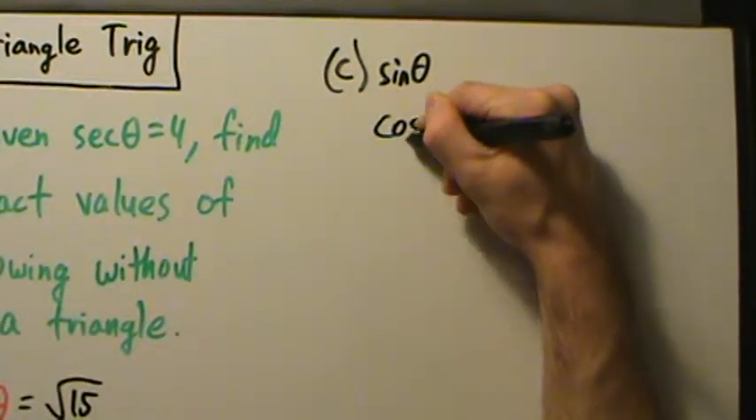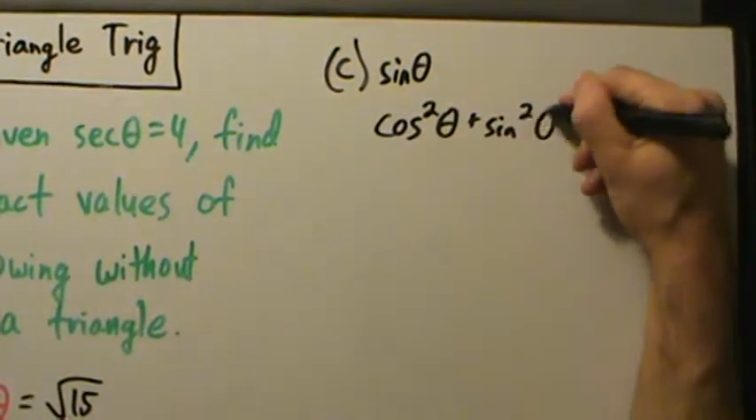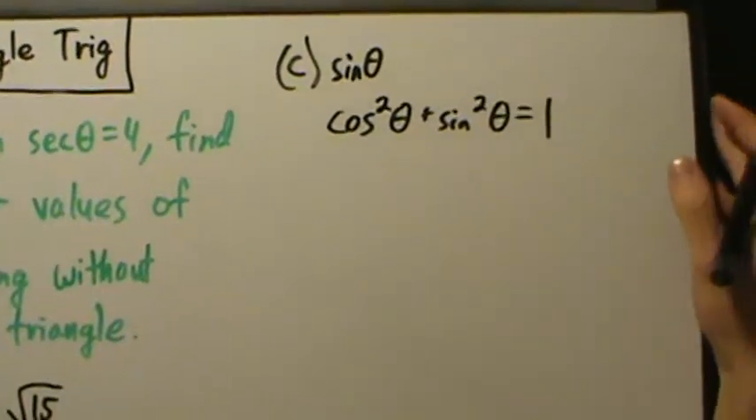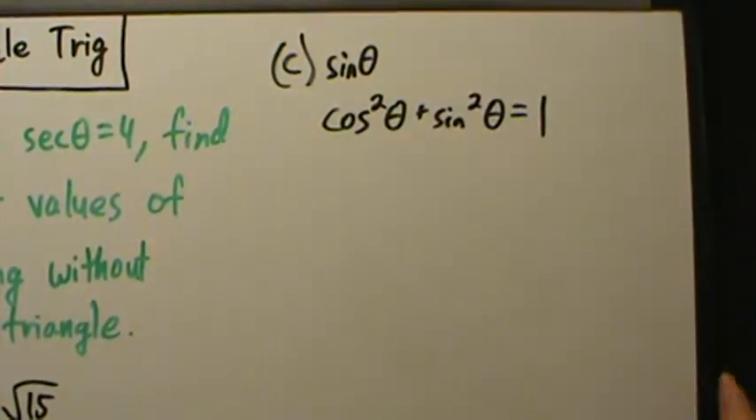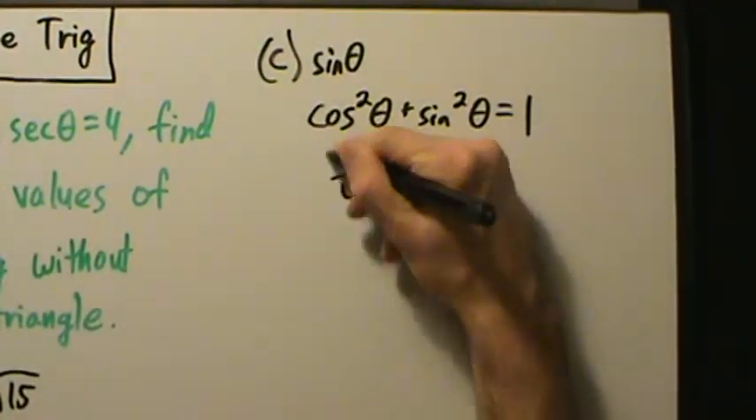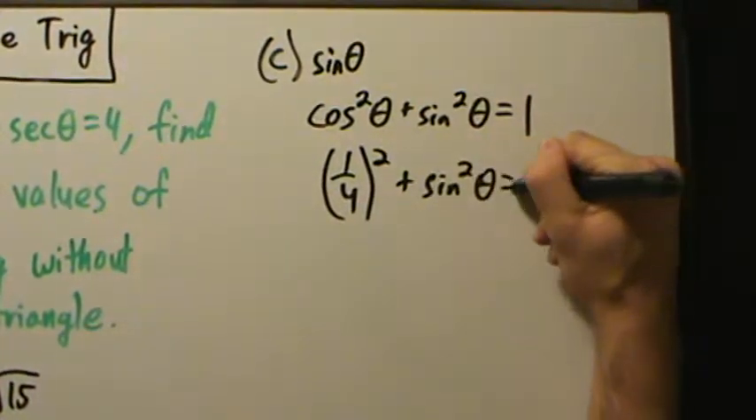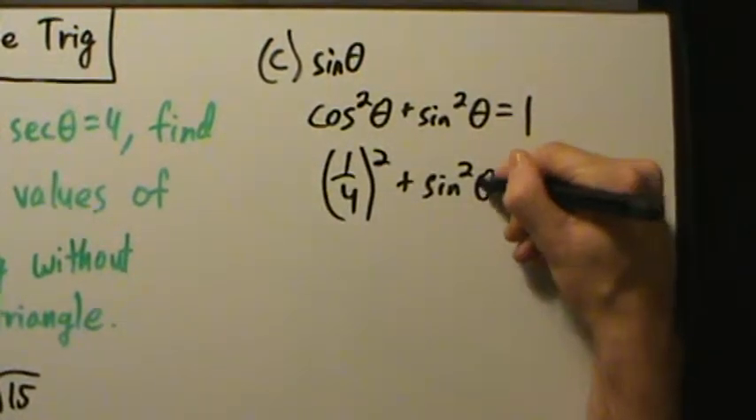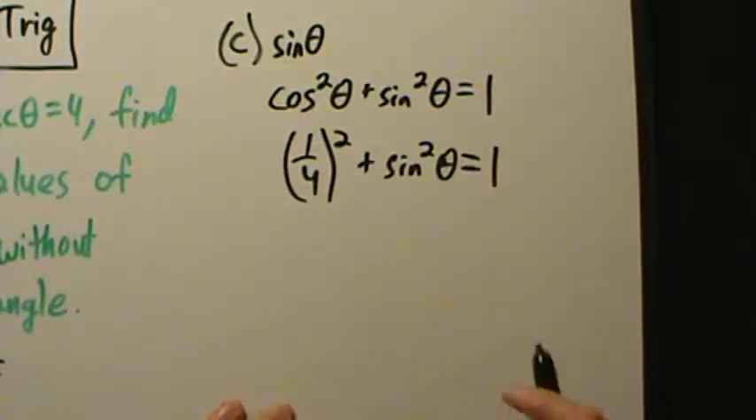So remember that other Pythagorean identity, which we said was one of the most important identities in all of math and something you should always remember. So cosine squared of theta plus sine squared of theta is 1. So we know cosine from part B, okay, it's 1/4. So 1/4 squared plus sine squared of theta equals 1, right? So again, I just want to go through this to show you that there are multiple ways of doing this and you'll get the same answer each way.